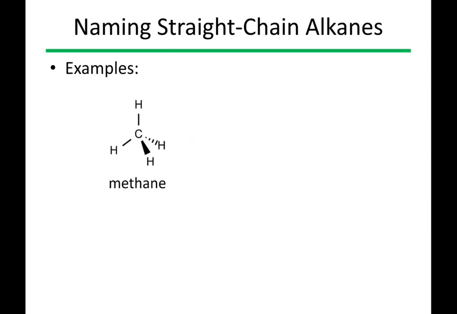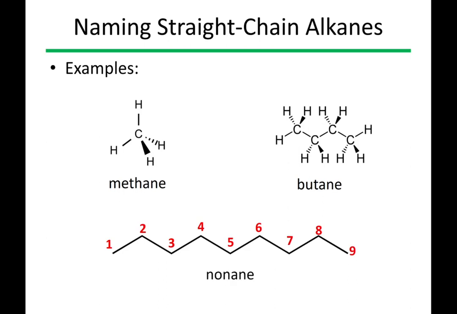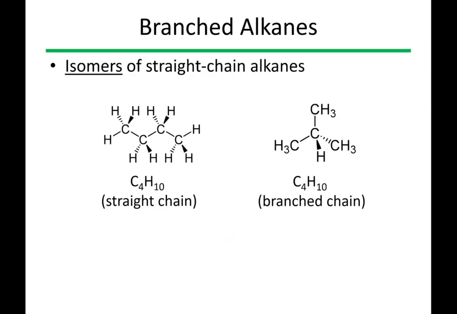Here's the examples again. So we have methane, there's the butane that we talked about, and we can look at this structure. So if we wanted to go in reverse and think about how we name this, we could count the number of carbons. There are 9. So we'd look at the prefix and see that this would have to be nonane. We can also have the branched alkanes.